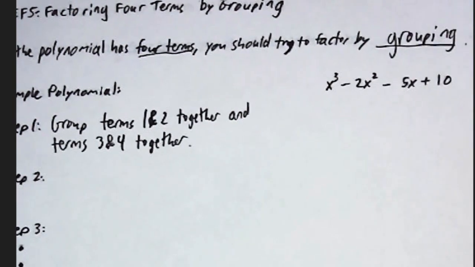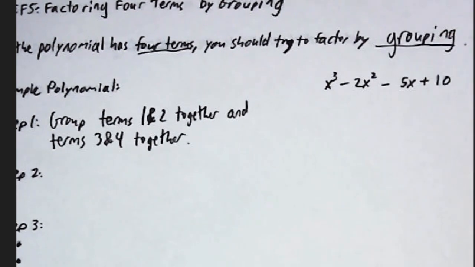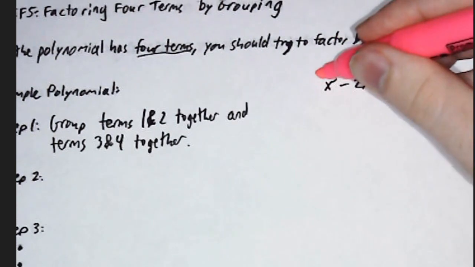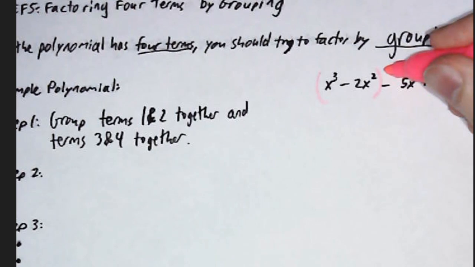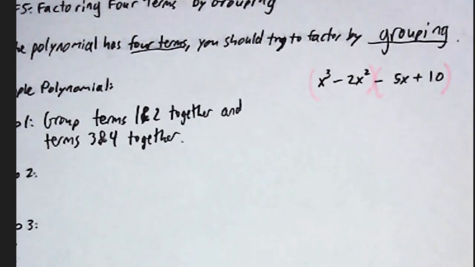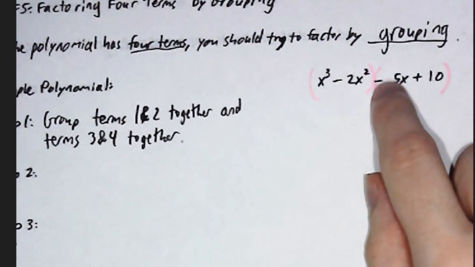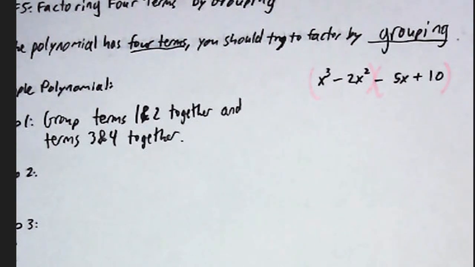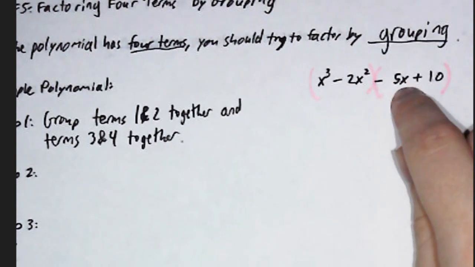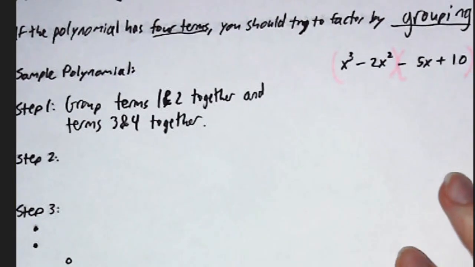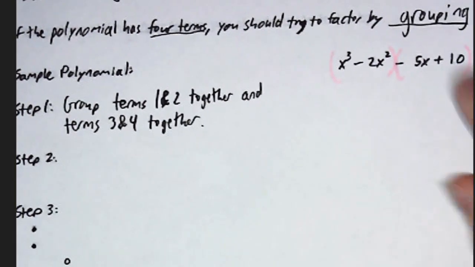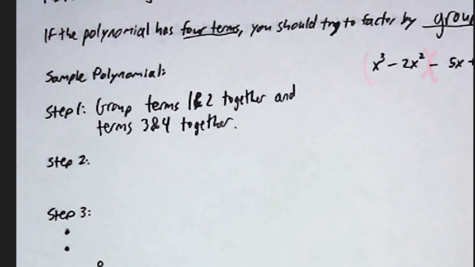So let's rewrite this. We've got this group here, x cubed minus 2x squared, and then this other group, negative 5x plus 10. Notice how I do group the sign in with this group, because now we have a leading coefficient that's negative, so our GCF is going to be negative. That's just a little spoiler as to what's to come. So it does matter that you include the sign in that second group.